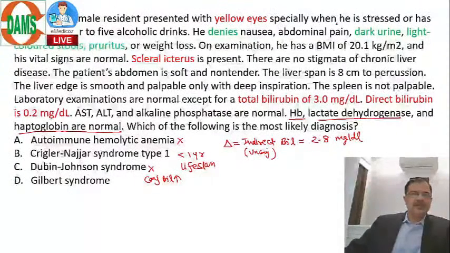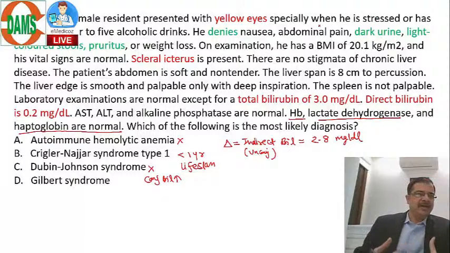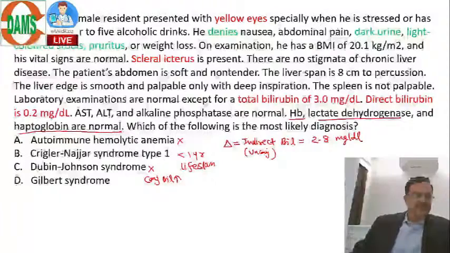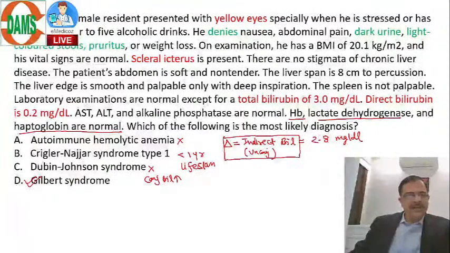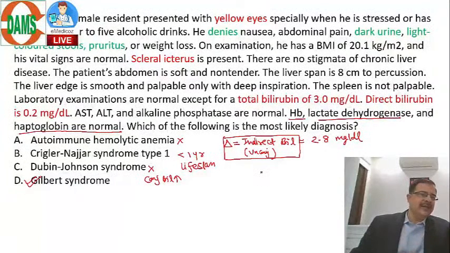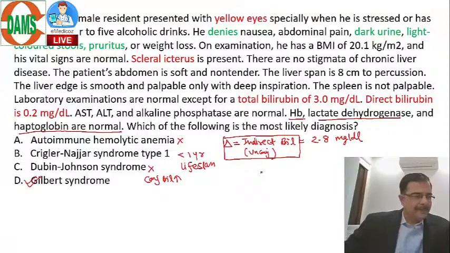Patient has yellow eyes, especially when patient is stressed out, or has taken some alcoholic drinks, or is in a fasting state for a long time. Then yes, it is a case of Gilbert syndrome. So by exclusion, we can make a diagnosis of Gilbert syndrome. First we have to identify whether it is indirect or direct, and then what is the exact cause of that indirect hyperbilirubinemia. Normal values we have already discussed in the previous slide.